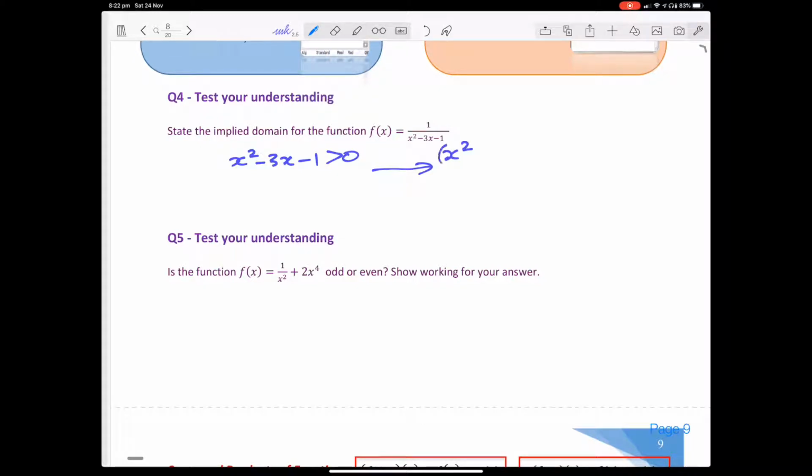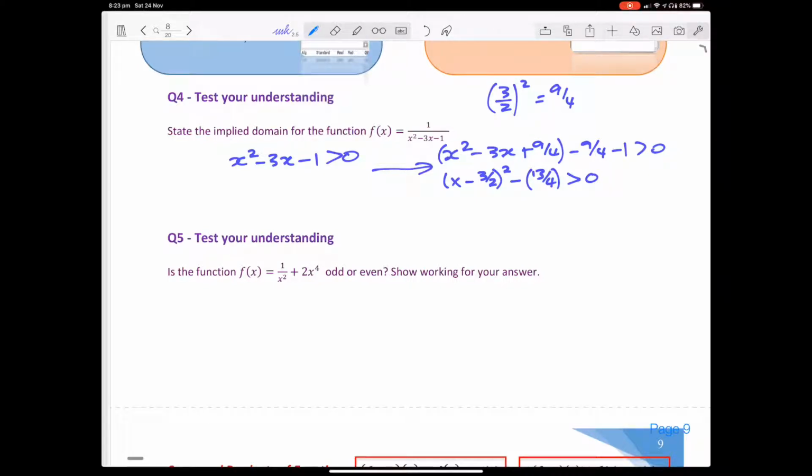x squared minus 3x. If we halve 3, we get 3 on 2. If we square it, we get 9 on 4. Because we've added 9 on 4, we've got to subtract 9 on 4, and then we've got our minus 1 on the outside. So x minus 3 on 2 squared minus 13 on 4.